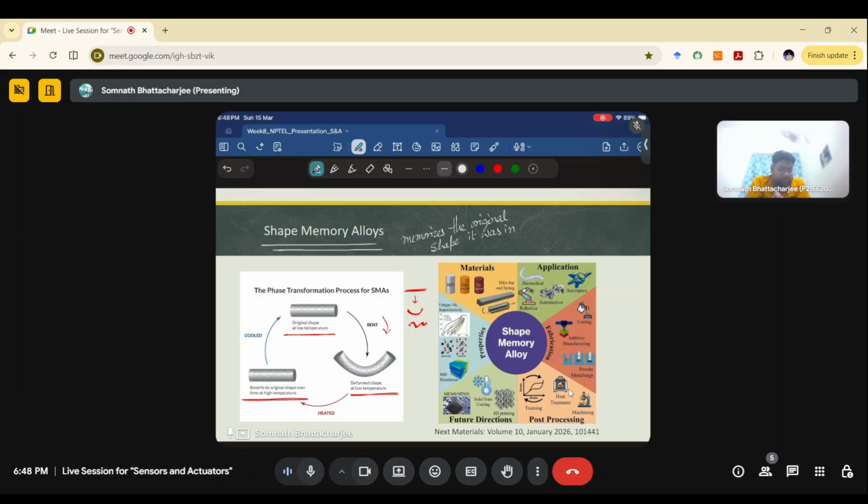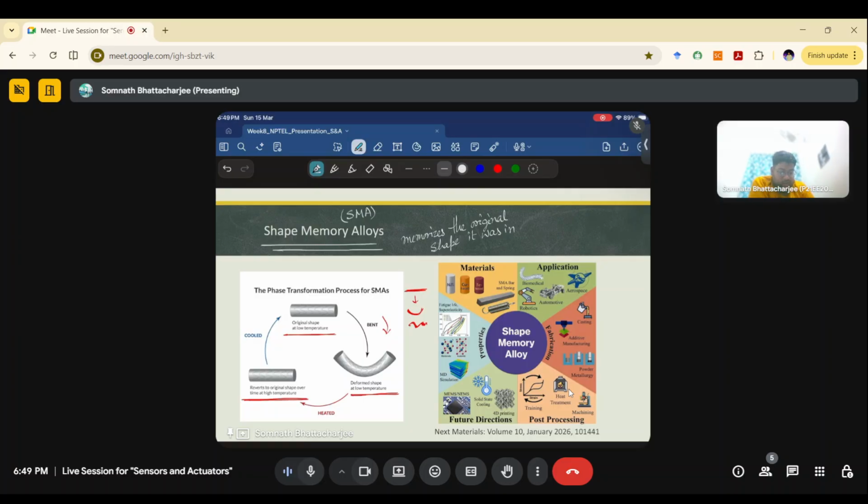So what do we mean by memory? Memory is like if you can remember something, so it remembers the shape it was in previously, right? So this is called a shape memory alloy or SMA. Apart from these SMAs, there are also smart memory alloys as well. I'll discuss that in a bit.